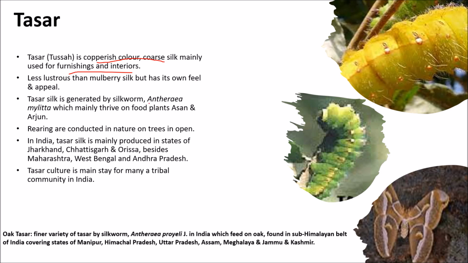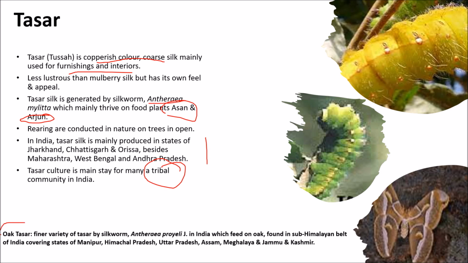Tussar is generated by the silkworm Antheraea mylitta, which mainly thrives on the leaves of the Asan and Arjun trees. These are the trees whose leaves are fed to this silkworm. Rearing is conducted in nature, on trees in the open. In India, this is mainly produced in parts of Jharkhand, Chhattisgarh, Orissa, besides Maharashtra, West Bengal, and Andhra Pradesh. It is mainly considered useful for the tribal communities in India, so it is mainly being used by them.